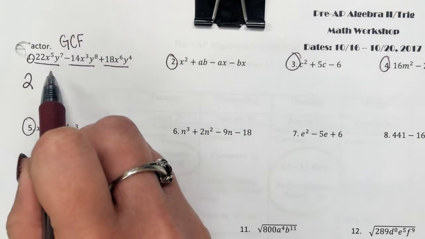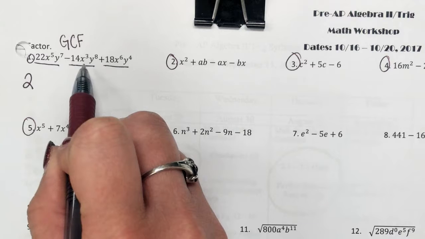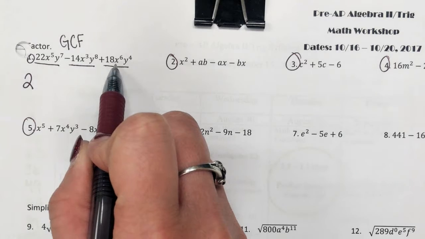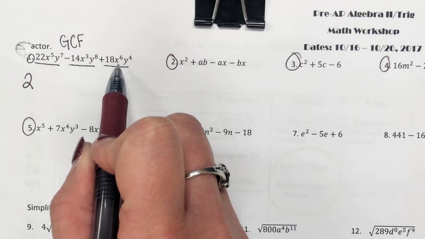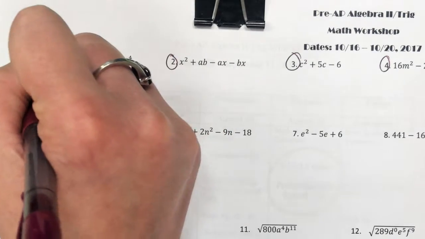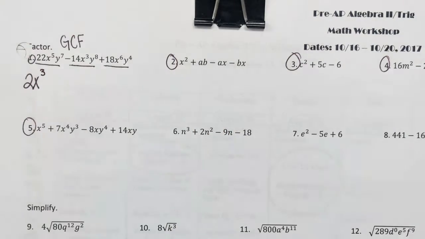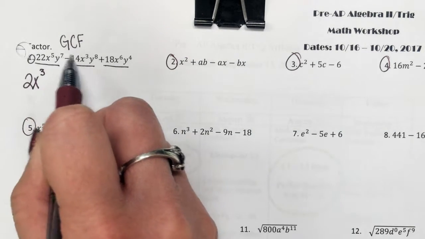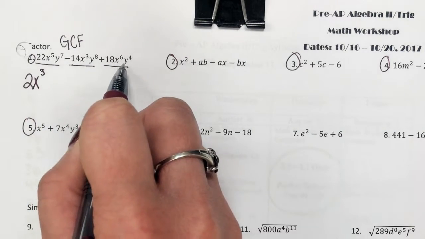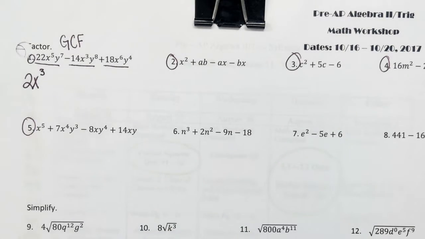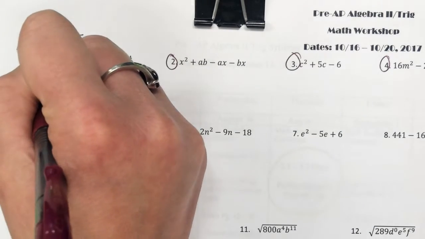Alright, then we've got x to the 5th, x to the 3rd, and x to the 6th. What's the biggest one that goes into all 3 of them? X to the 3rd. Perfect. Basically, with letters, you just find the smallest one, okay? Alright, then you've got y to the 7th, y to the 8th, and y to the 4th. What's the smallest one between all those? Y to the 4th. There you go.